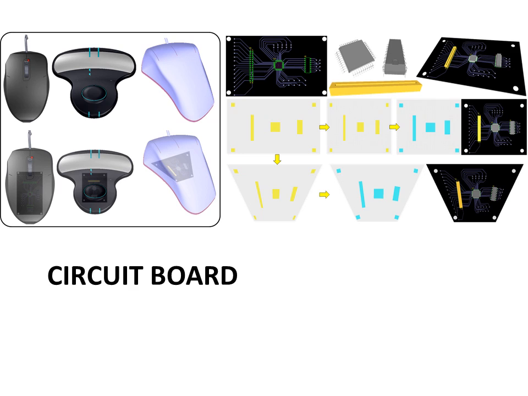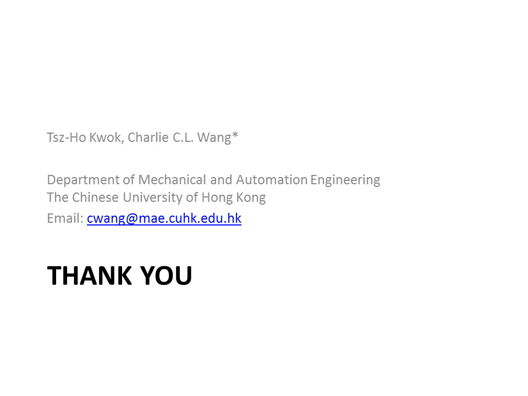More importantly, our method can ensure the mapping is bijective. It means that the conductive traces will not merge or intersect with each other. As a result, the customized PCB can be directly manufactured, and the components can be soldered on the circuit board without any difficulties. This is the end of the video.